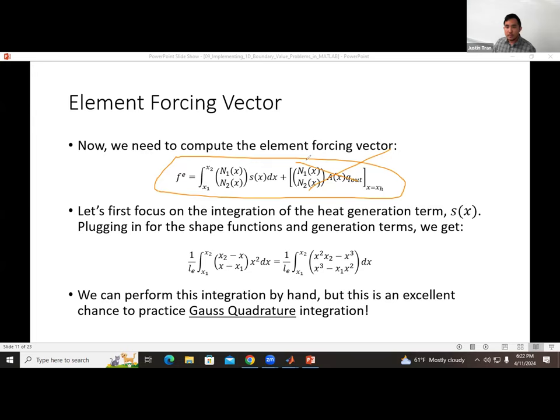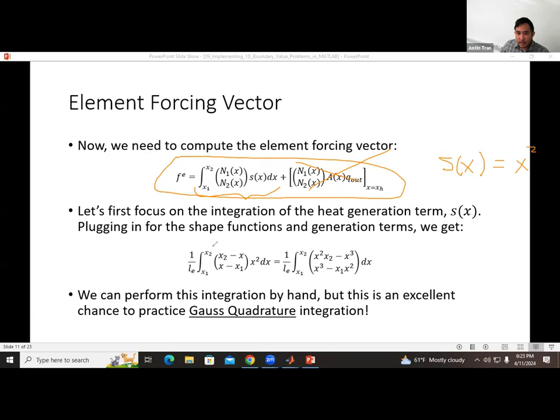And let's focus on this first integral right here. All right, so let's go ahead and plug in for N1 of x, N2 of x, and S of x. And so we know what N1 and N2 are. We've already seen them. The only difference here is that S of x, for this problem, our thermal generation function, is x squared.